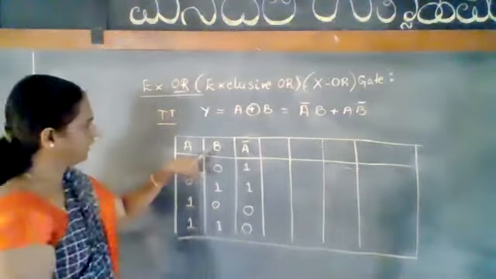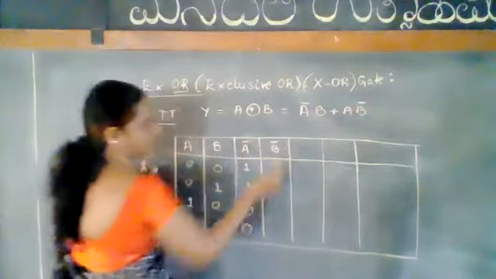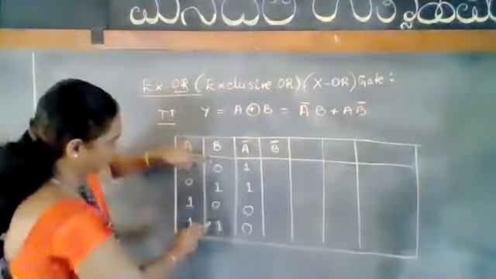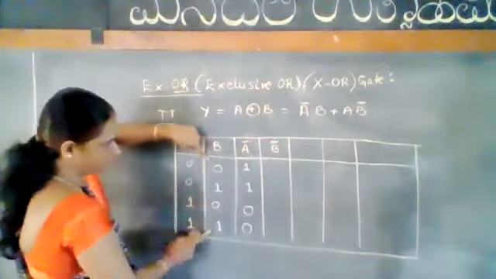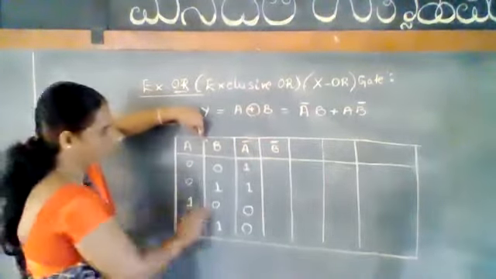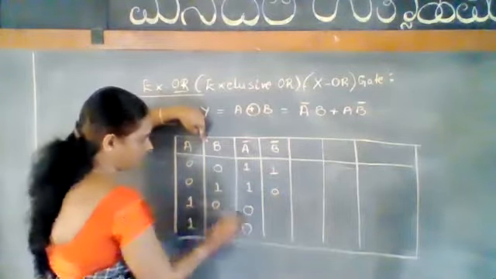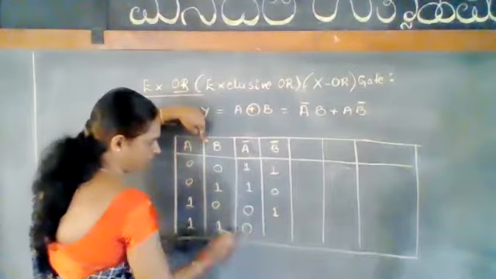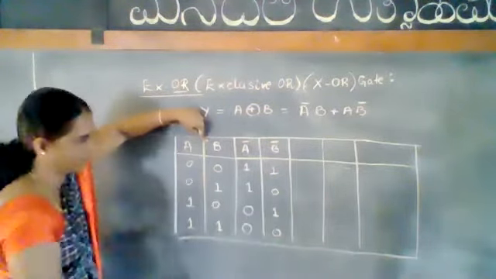Okay. Next, write B complement, because we need that B complement also. Write B complement, that means you have to invert this. B complement means this column, B column is to be inverted. So 0, 1, 1, 0. Wherever 1 is there, write 0. Wherever 0 is there, write 1. So that becomes the complement.